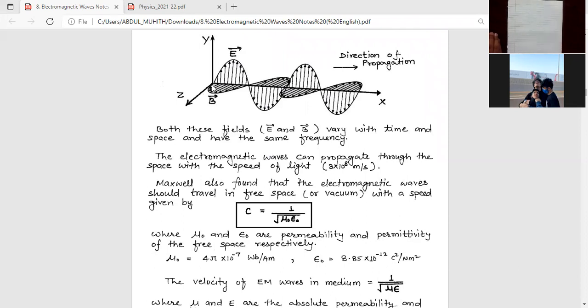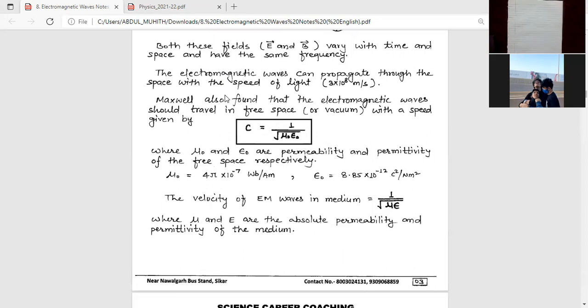And what is wavelength? The total distance of one wave, from here to here. The length of one wave is said to be wavelength, and the time period is the time taken to complete one oscillation. One complete wave, one complete pulse, is said to be the time period. So here what he says is both the electric plane and the magnetic plane have the same frequency.